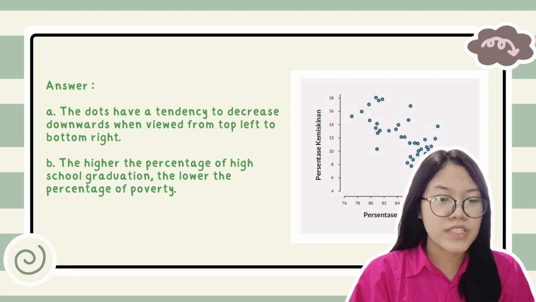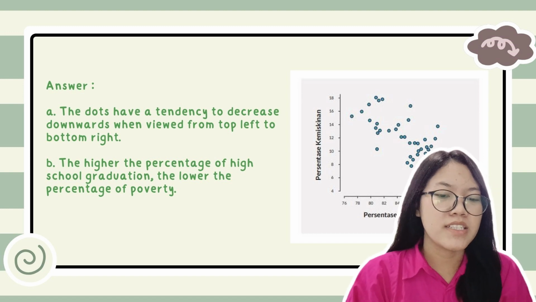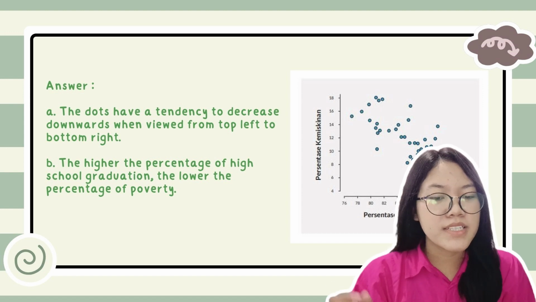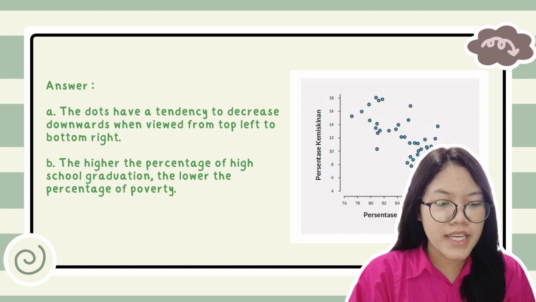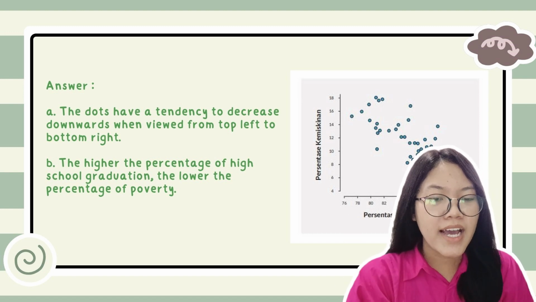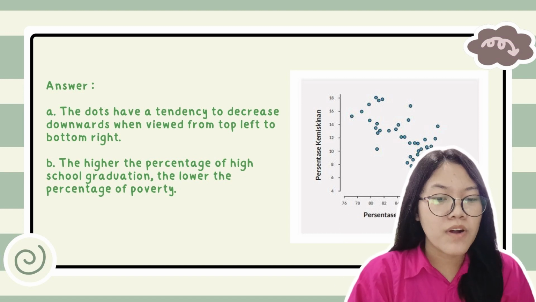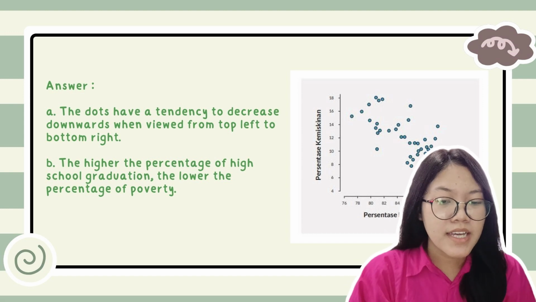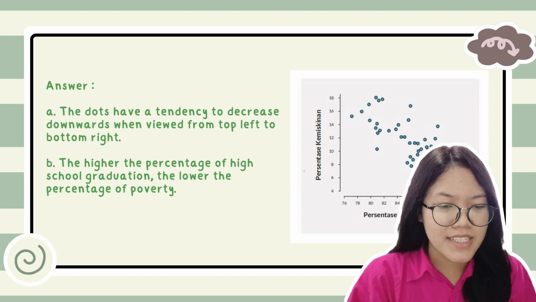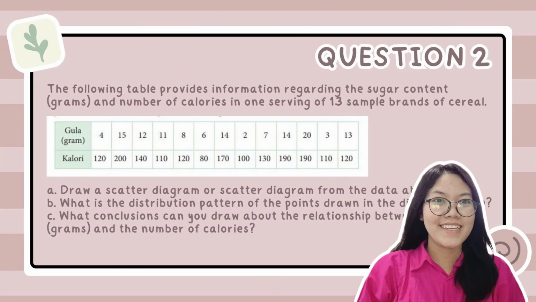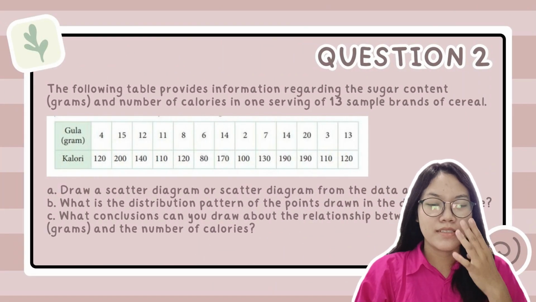What kind of conclusion can you draw regarding the relationship between the percentage of high school graduation and the percentage of poverty? The higher the percentage of high school graduation, the lower the percentage of poverty. Yes. Okay, next is question number 2.